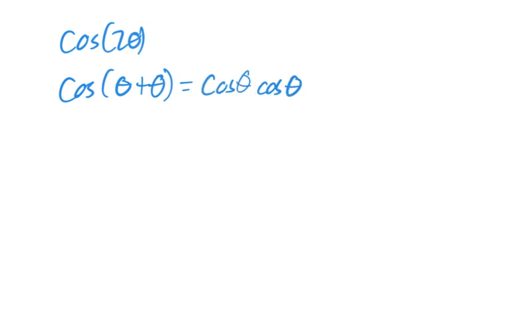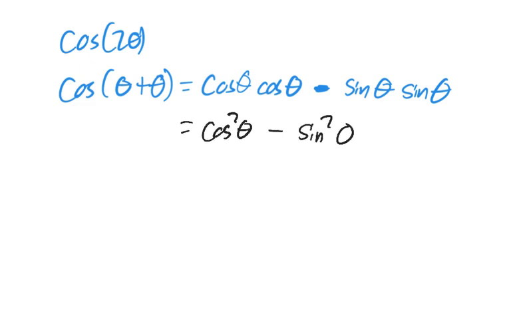Alpha plus beta. I could write this probably as cosine of theta plus theta. So what was the formula for the cosine of a sum? It's cosine of alpha, cosine of beta, minus, opposite sign, sine of alpha, sine of beta. It's on the second page. Which is cosine squared of theta minus sine squared of theta.